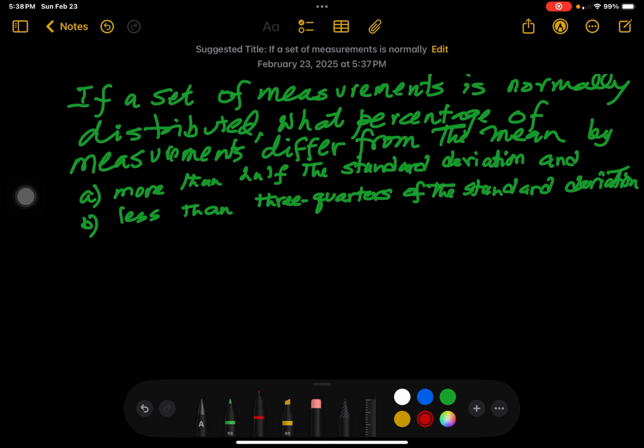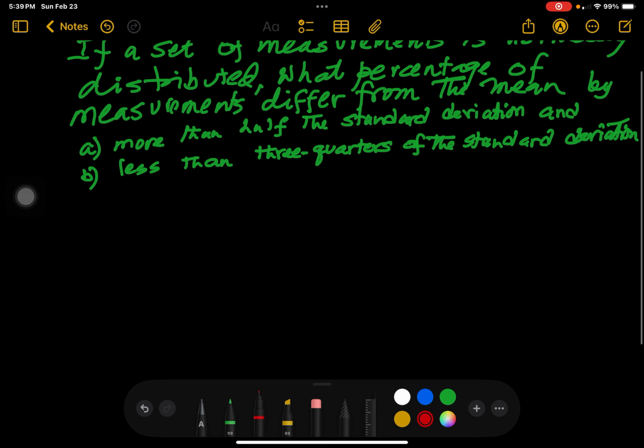And the problem states: if a set of measurements is normally distributed, what percentage of measurements differ from the mean by, part A, more than half the standard deviation, and part B, less than 3/4 of the standard deviation. So we will solve this problem.